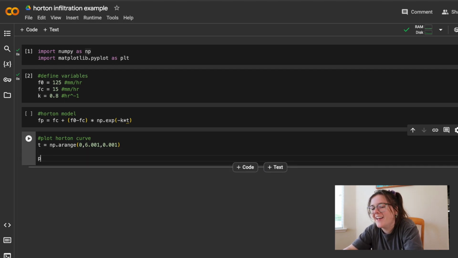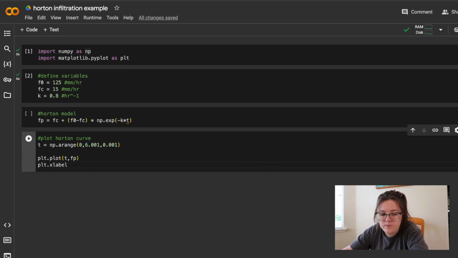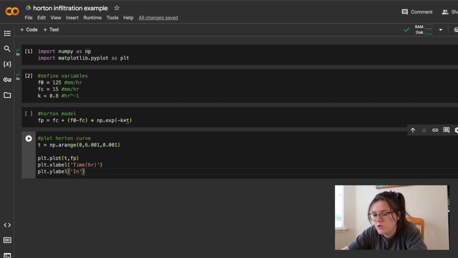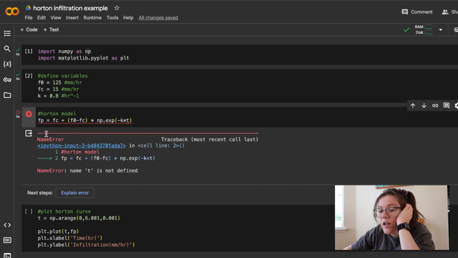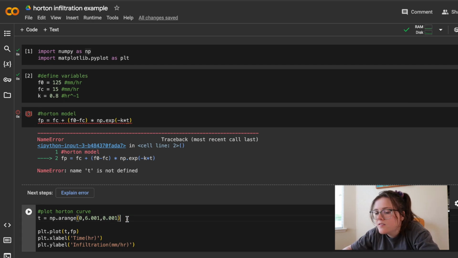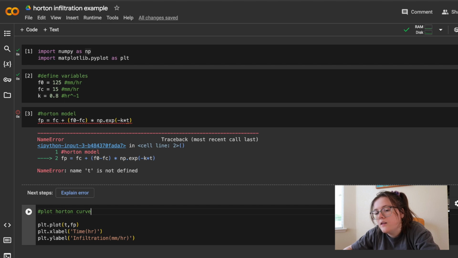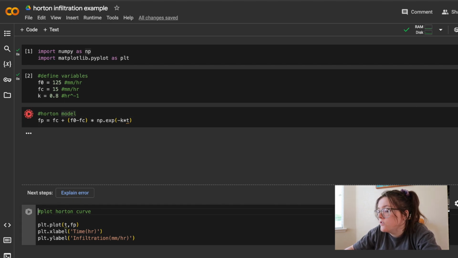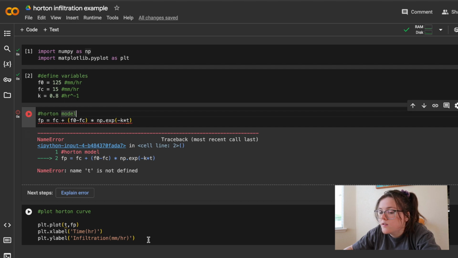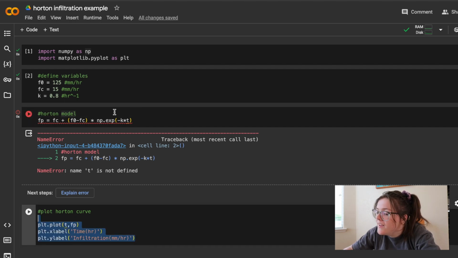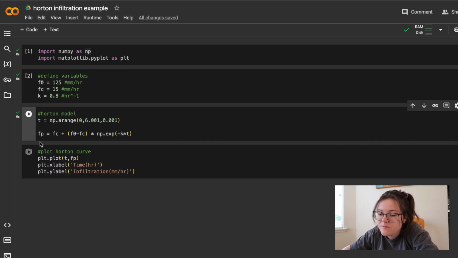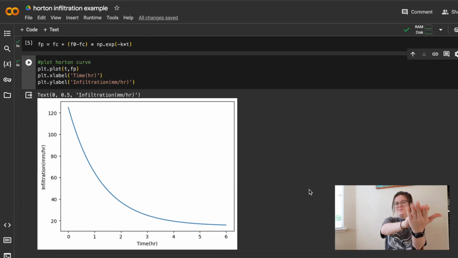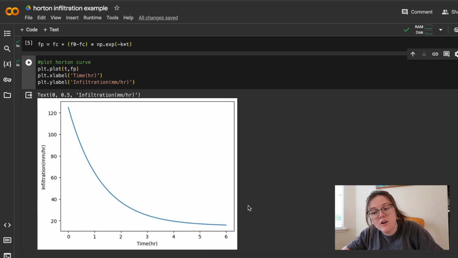Now that we have that done, we're gonna go ahead and plot it. We're gonna plot our time t versus our infiltration curve, which is the FP that we defined above. And then we'll do an x label, and then we'll label this infiltration. Let's go ahead and run the, hello? Oh, that's so silly of me. I need to define t first because Horton doesn't know what that is. Okay, let's run that. And then we'll run this. Wow! So that's what our curve looks like.